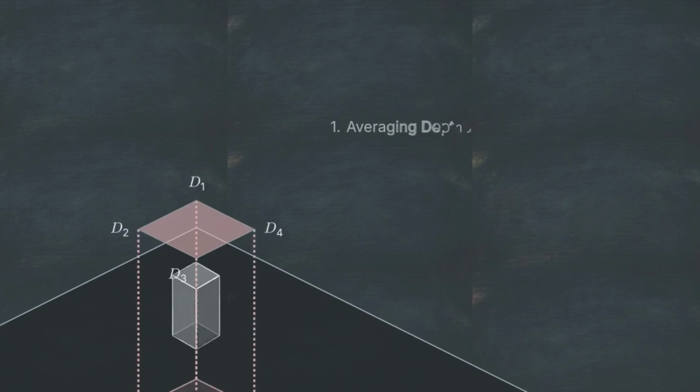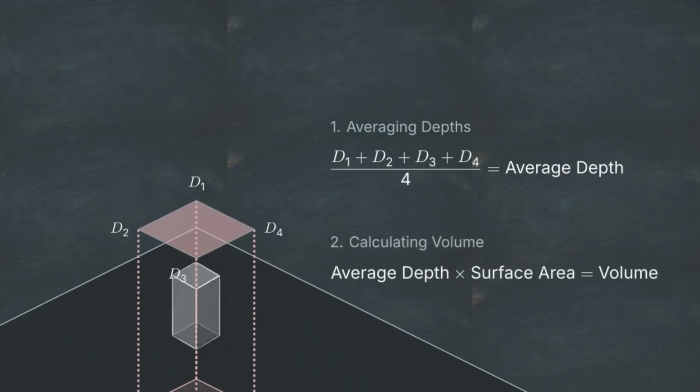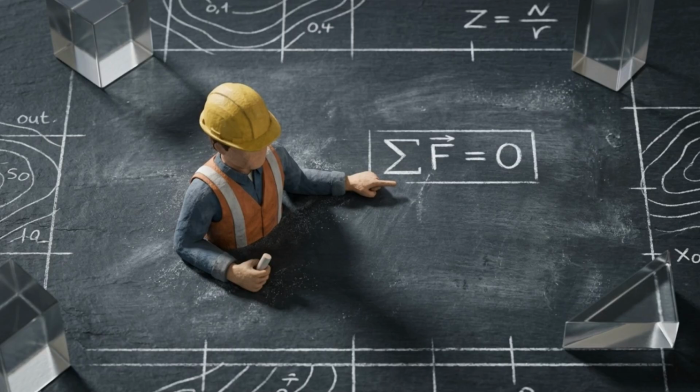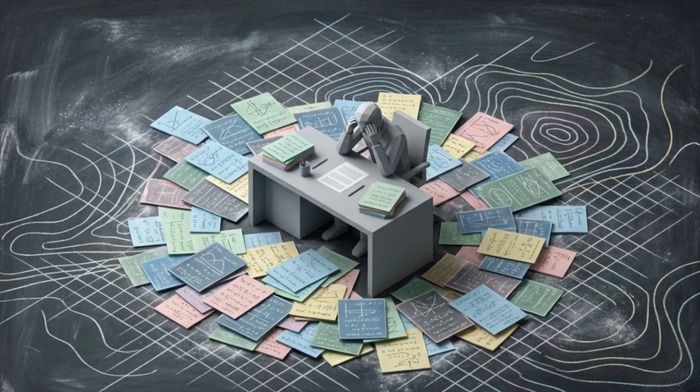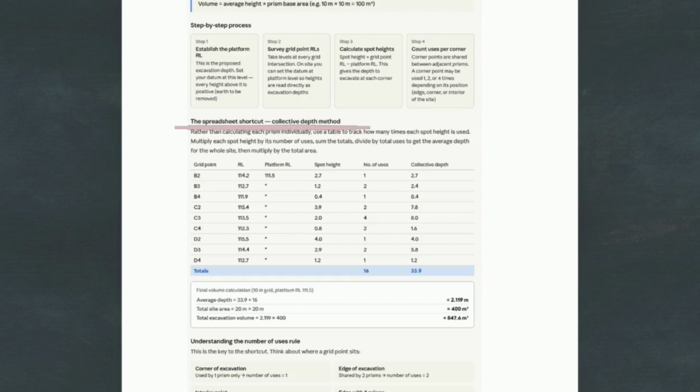To find the volume of one of these columns, you calculate the depth at its 4 corners, average those 4 numbers together, and multiply the result by the surface area of the grid square. Doing that math for a single prism is easy. Doing it individually for 50 or 100 prisms across a large commercial site is slow, tedious, and opens the door for manual errors. This table demonstrates the industry solution, the collective depth method.